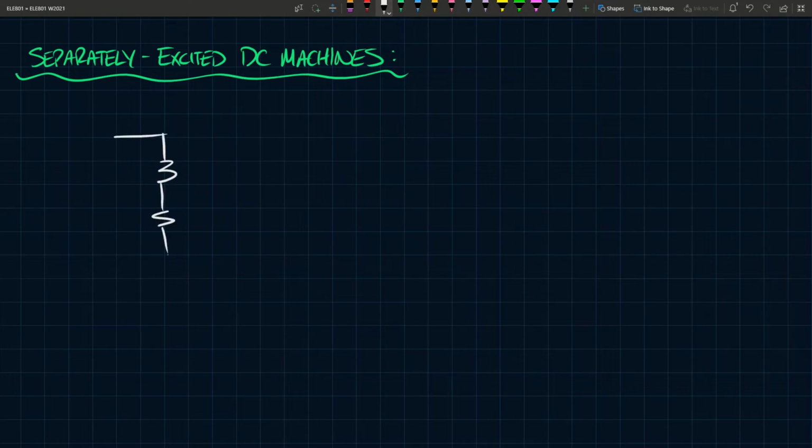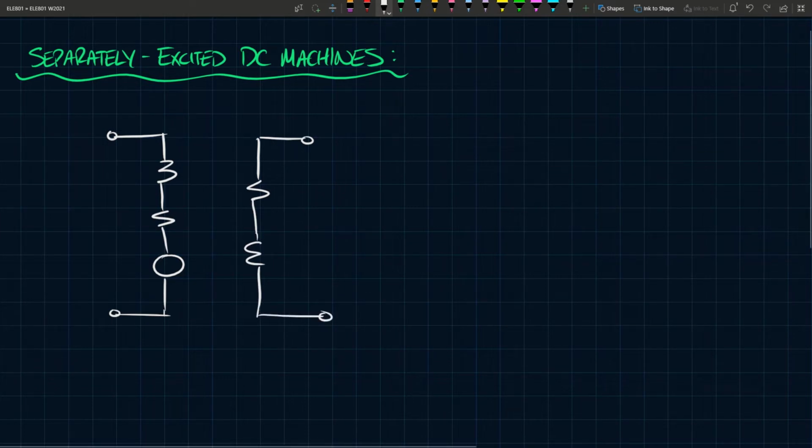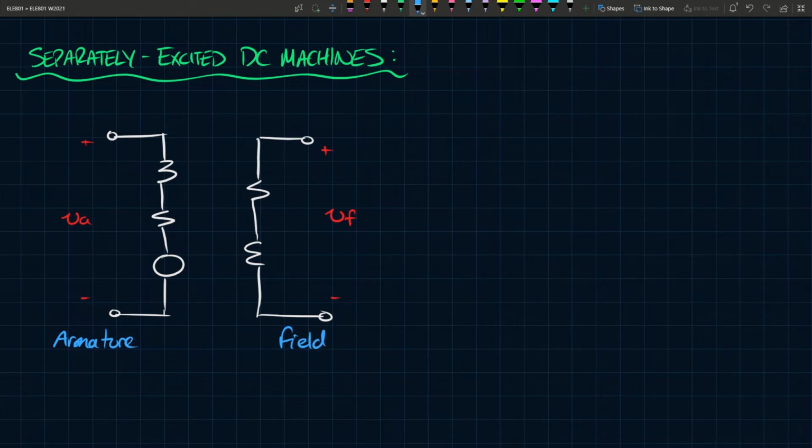So you have an inductance, you have a resistance, you have a voltage source, or a voltage drop, and on this side you have another winding, with a resistance and an inductance. Here, this we call VA, the armature voltage. On this side we have VF, the field voltage. We can also label this as the armature circuit, and this is the field circuit.